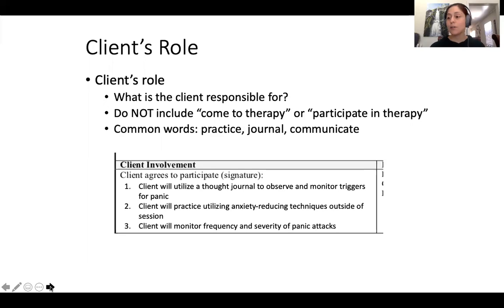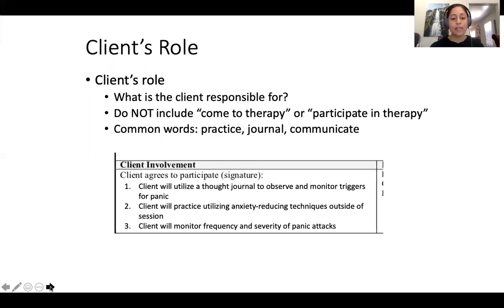For example, you can see below that number 1 is about using a thought journal to observe and monitor triggers for panic. You may recall in the clinician's role section, I said I would help the client explore triggers. So this shows consistency. So I'm going to be helping the client explore triggers, and they're going to use a thought journal to observe and monitor their triggers. So it's consistent.